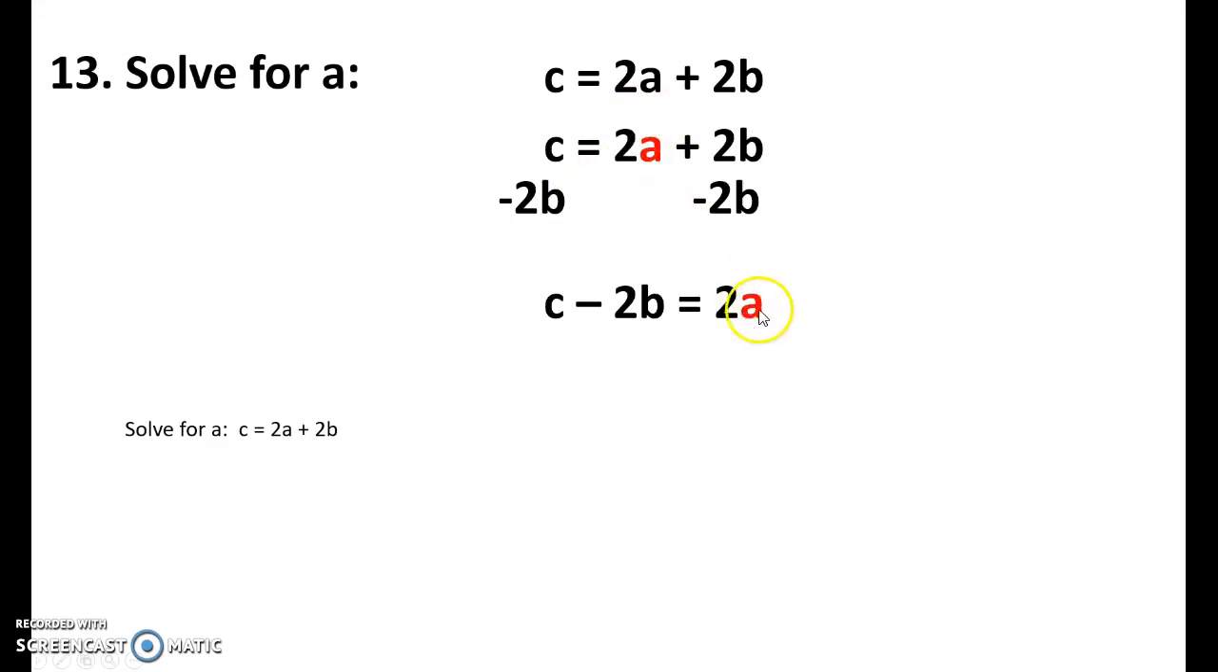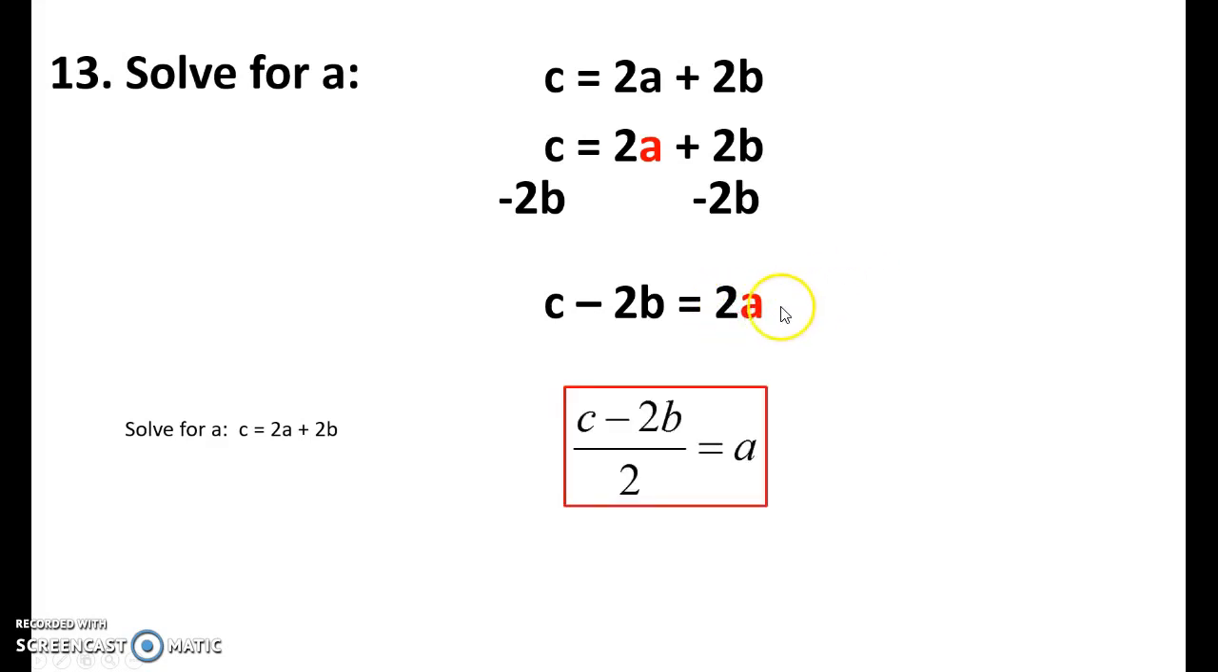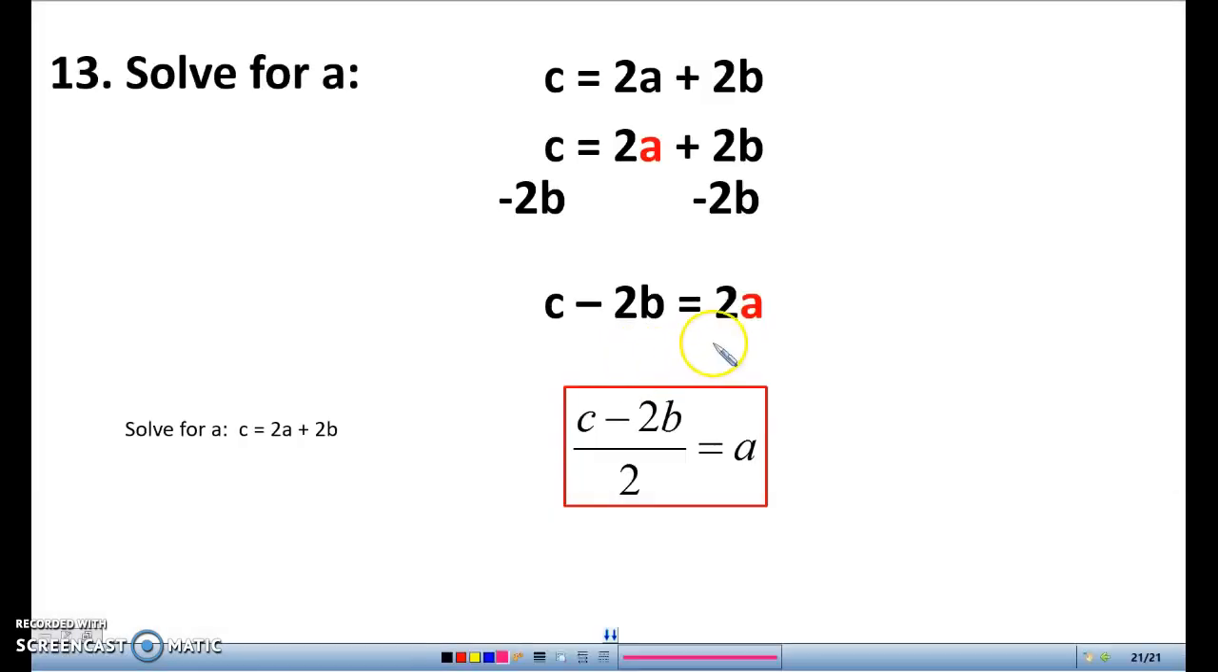Now I can solve for A by getting rid of multiplication by 2. Let's divide both sides by 2. Divide this side by 2. Divide this side by 2. And I get A equals C minus 2B in the numerator divided by 2. All right.